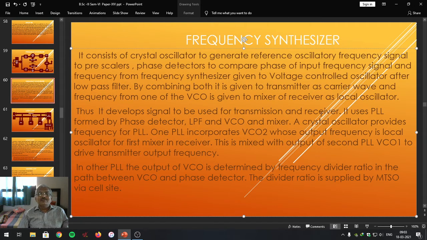So such a unit that provides necessary frequencies by allowing frequency divider ratio provided by the MTSO via cell site generates the frequency for transmitter as well as for the receiver to process the received voice signal and also to transmit the voice signal. So that is the prime role which is being performed by means of a frequency synthesizer.